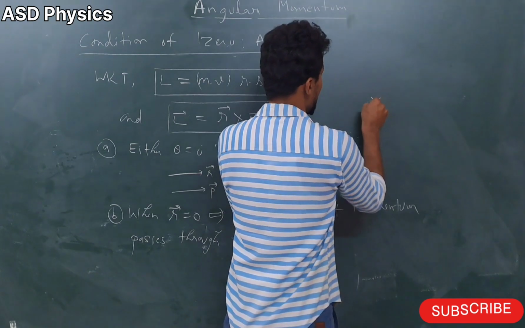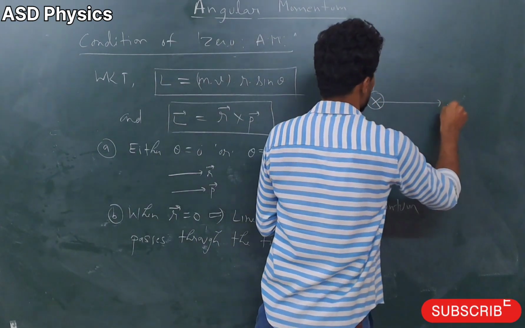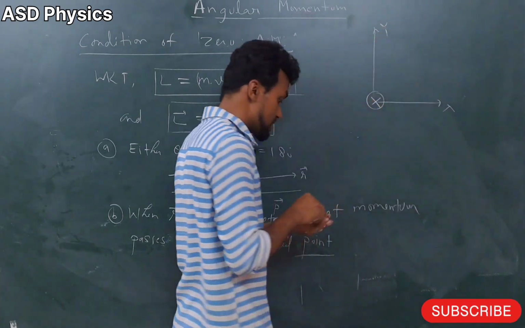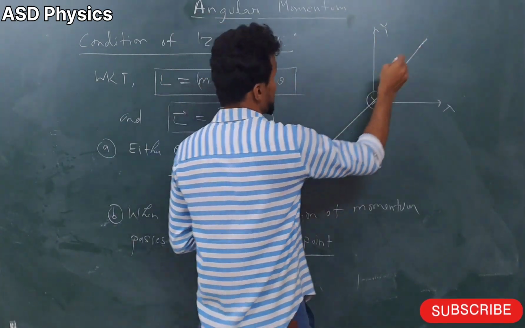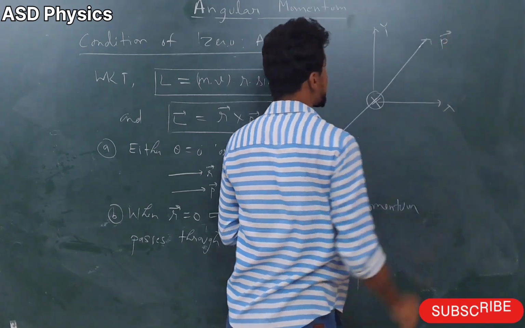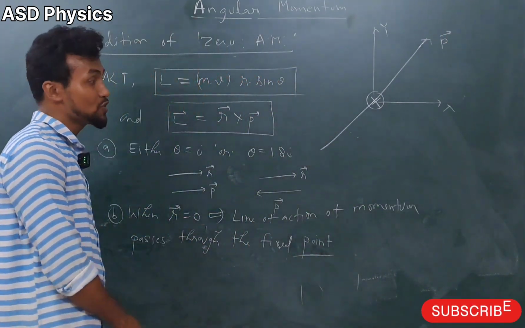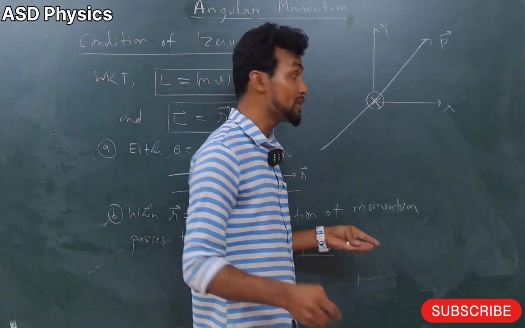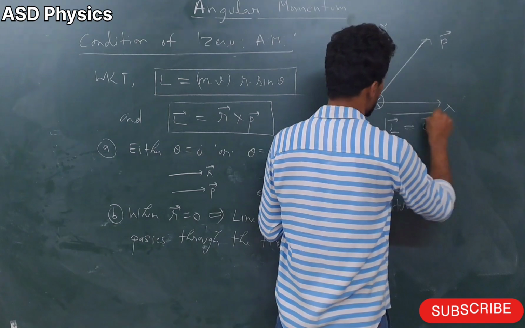See here please. This is the fixed point. This is the x-axis, this is the y-axis, and the line of action of momentum is passing through this fixed point, like this. So in this situation the perpendicular distance is 0, r equal to 0, and the angular momentum will be 0, a null vector.